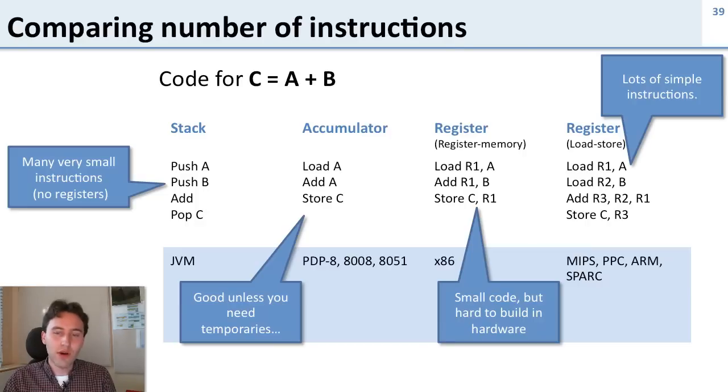And you can see down here at the bottom examples of what sort of processors these are. So accumulator is a much older style processor. It's still used a lot in the 8051 microcontroller, but not on any major machines. Register to memory is x86, and everything else these days is pretty much register.